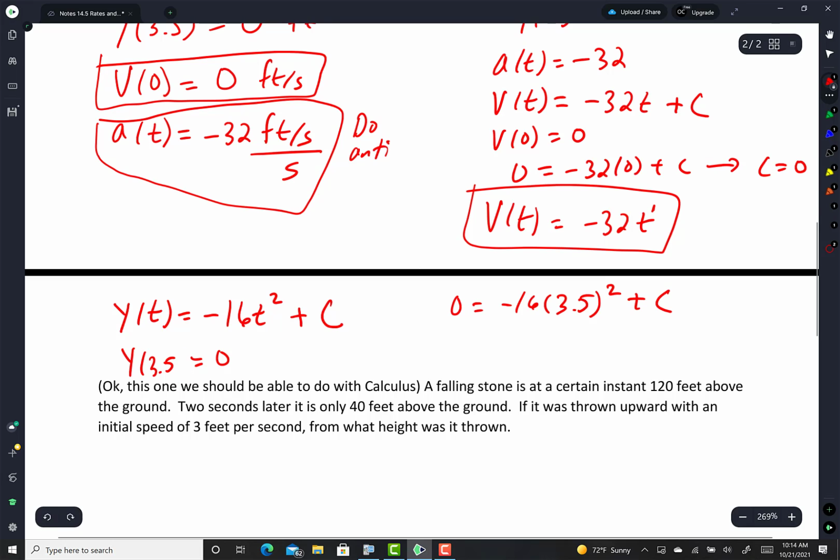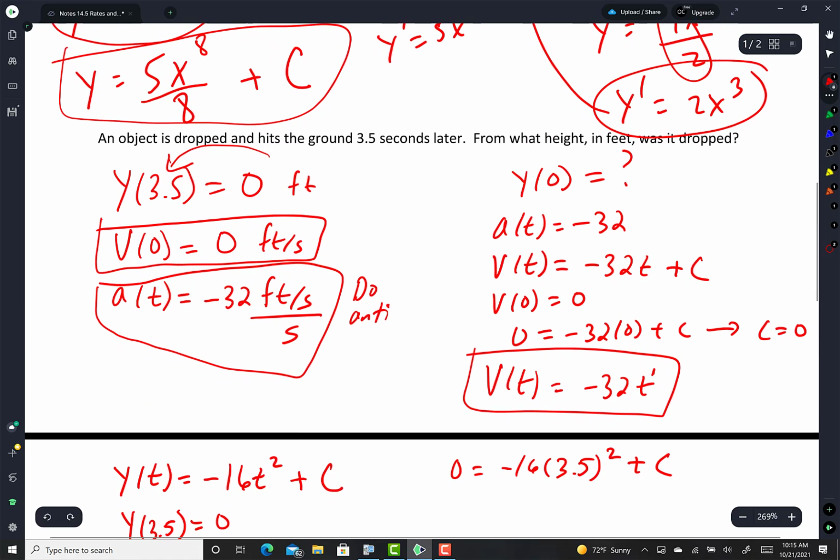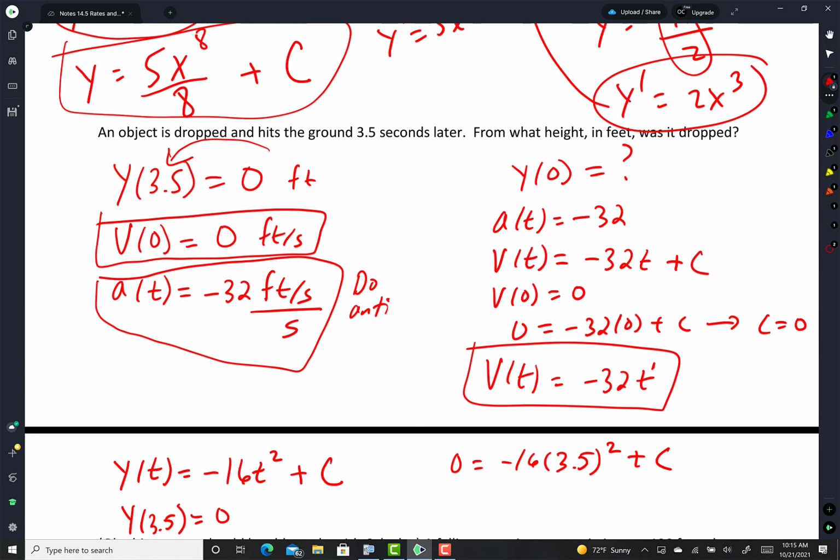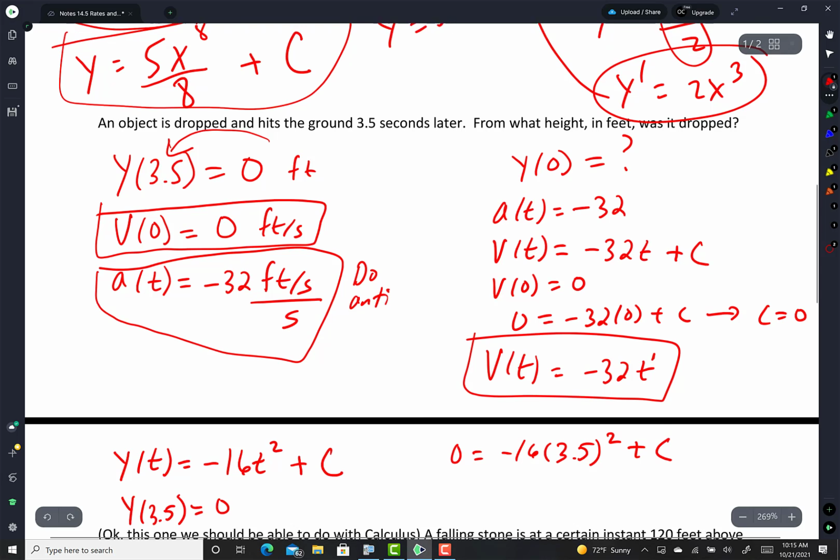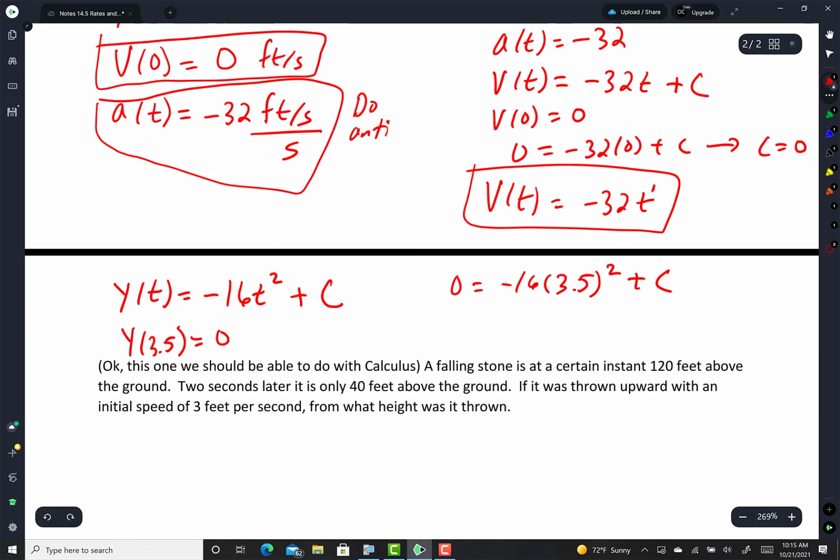No, C is not 0. C is a number. My height was 0. Yes. No, y is position. Y is position on my y-axis. I'm sorry, say it again. Yeah? I'm going backwards. No, you're good. Any other questions, guys?